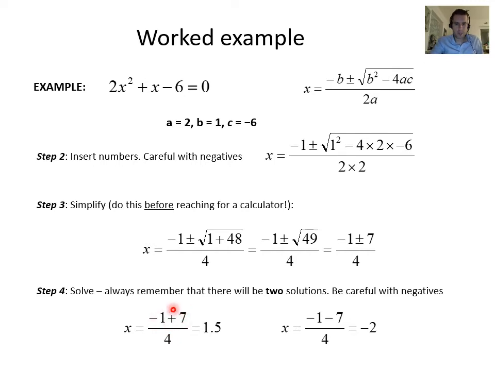-1 plus 7 is 6, divided by 4, 1.5. Equally, -1 minus 7, -8, divided by 4, -2. Yeah, we can do that in our head probably. But obviously, with the chemistry examples, we're not going to get such nice integer numbers. But again, be careful with negatives, because this is where we'll probably end up making mistakes.